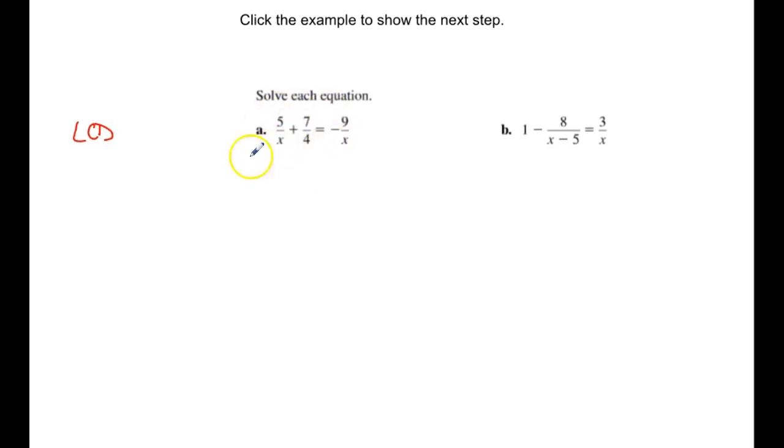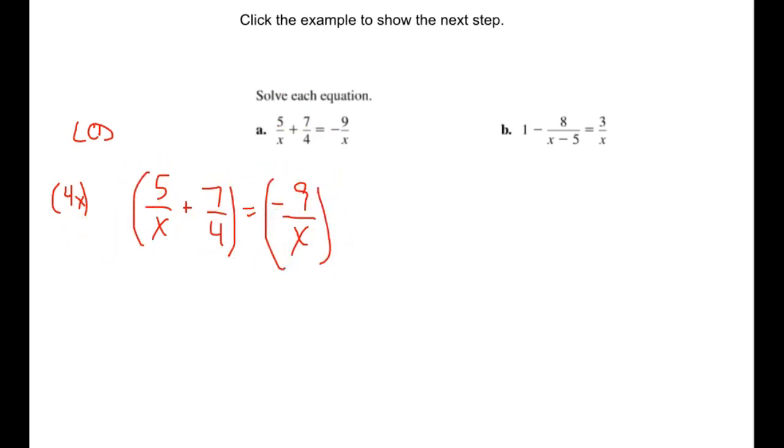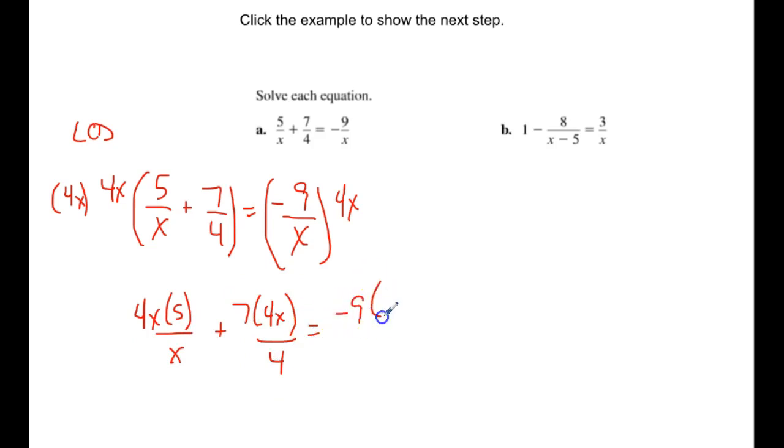So I see that for this part A, it's going to be 4x. So I'm just going to rewrite my equation a little bit larger: 5 over x plus 7 over 4 equals negative 9 over x. So now that I found that my lowest common denominator is 4x, I'm going to multiply both sides of the equation by 4x. Okay, so when I multiply that out, I end up with 4x times 5 divided by x plus 7 times 4x divided by 4 equals negative 9 times 4x divided by x.